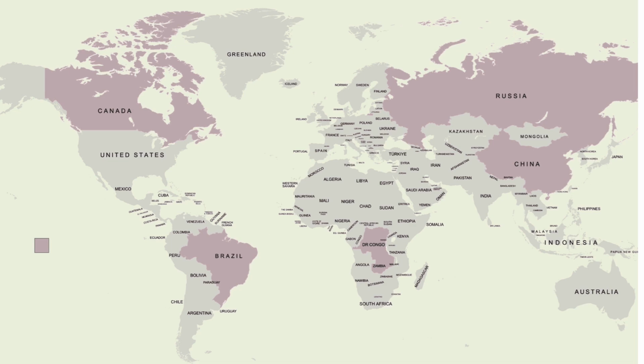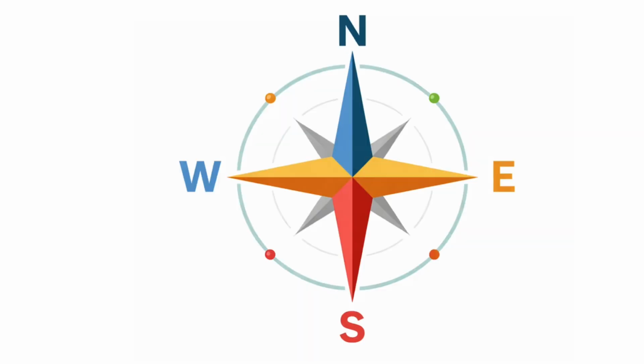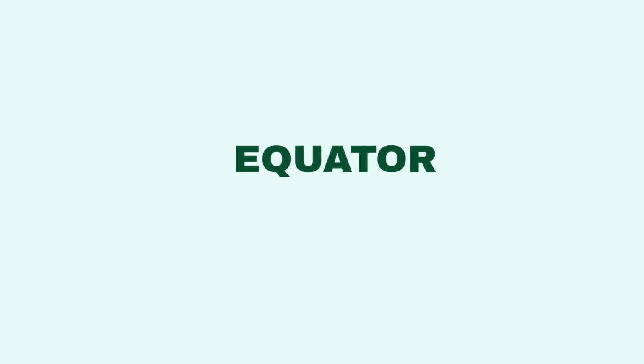Now we will talk about directions. Directions are the ways to describe the position of one place in relation to another. They help us navigate and locate places accurately. The main directions we have are: north, toward the North Pole; south, toward the South Pole; east, the direction where the sun rises; west, the direction where the sun sets. Okay. Understand?